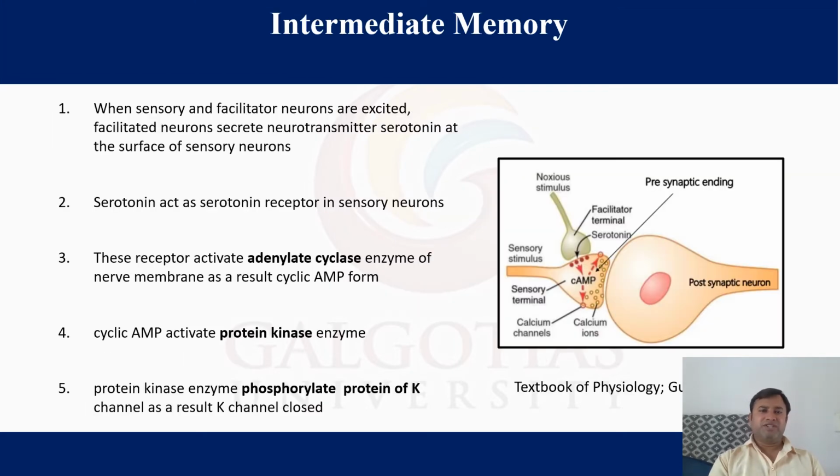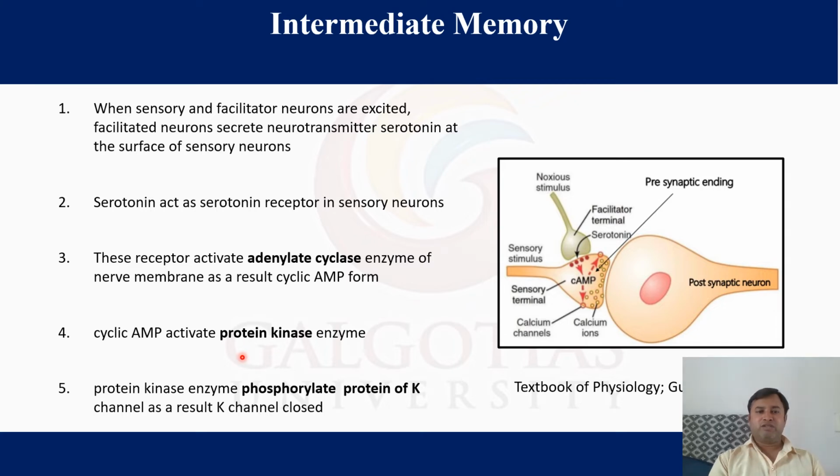Second is intermediate memory. Intermediate memory can be explained by the fact that there are two types of neurons: facilitator neurons and sensory neurons. The facilitator neurons secrete a neurotransmitter called serotonin, and this serotonin acts on receptors of the sensory neurons. The receptor activates the adenylate cyclase enzyme in the sensory neurons, and adenylate cyclase converts ATP into cyclic AMP. As a result, cyclic AMP formation occurs.